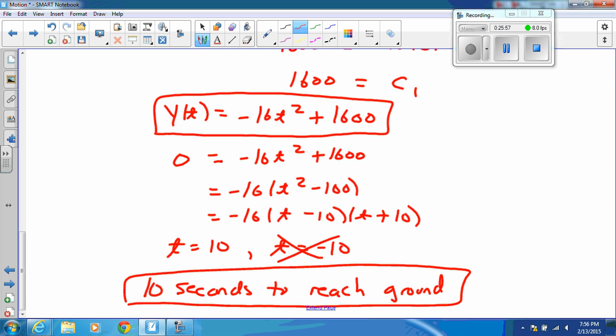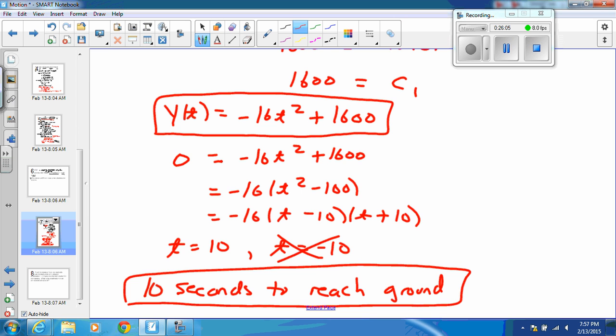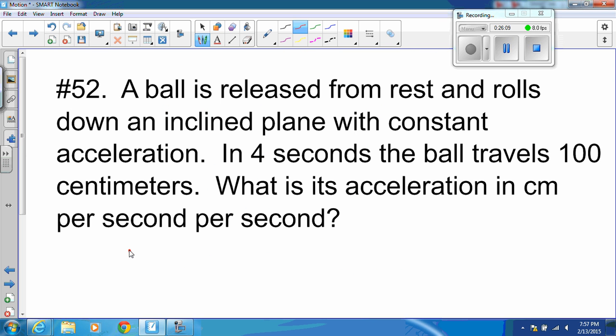Stop and visualize this problem for just a minute. What we're doing is taking this object, which is 1/3 of a mile above the ground, and we are dropping it and counting 1, 2, all the way to 10, and it finally hits. It's pretty remarkable.